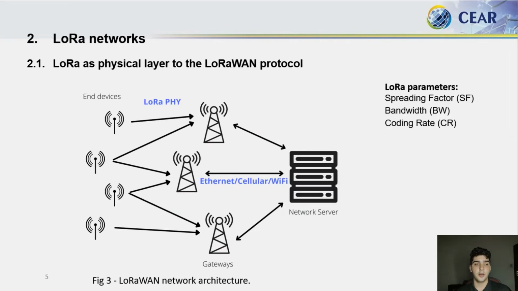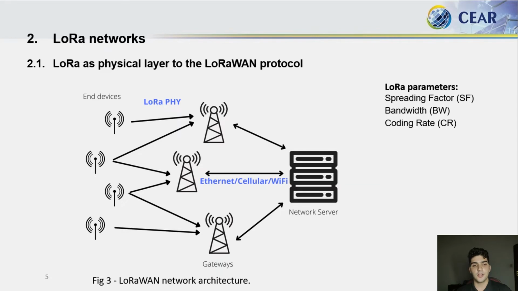In this figure, we see the general LoRaWAN network architecture, where the sensors connect to the gateways using LoRa communication, and after that the data go to servers using the Internet. It is important to note that LoRa is the physical layer of the LoRaWAN protocol, which uses a star topology to connect the devices to an internet-connected gateway.